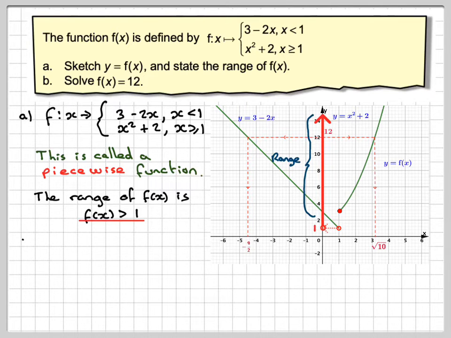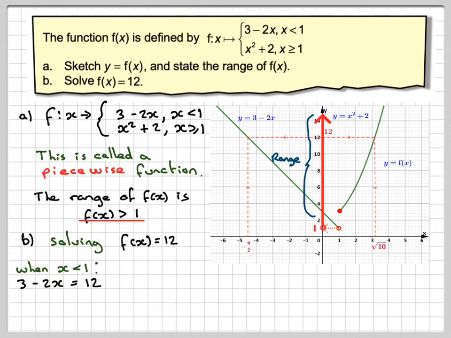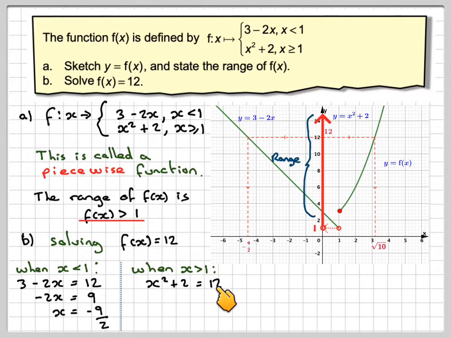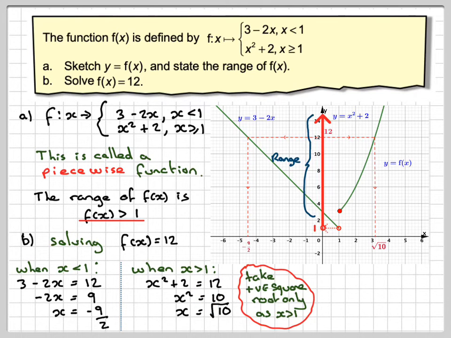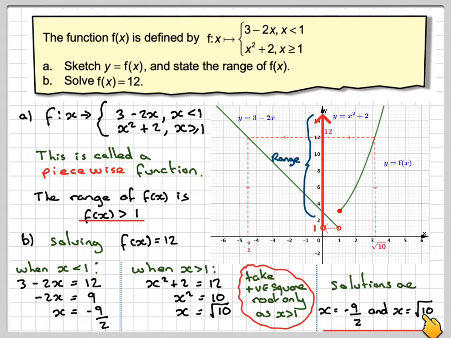To solve the equation, what we need to do is split the equation up. So you need to check for when x is less than 1 and solve 3 minus 2x equals 12. We solve that: minus 2x is equal to 9, so x is minus 9 over 2. Then here it behaves differently, so we need to check when x is greater than 1. So we have x squared plus 2 equals 12, so x squared is equal to 10, and x is the square root of 10, but we just take the positive square root because we're considering where x is greater than 1. So that gives solutions x equals minus 9 over 2 and x equals the square root of 10. That's enough for us to determine that the function is actually a many to one type function.